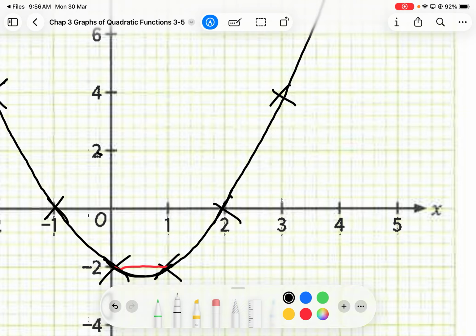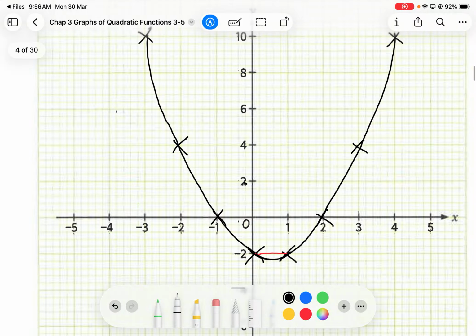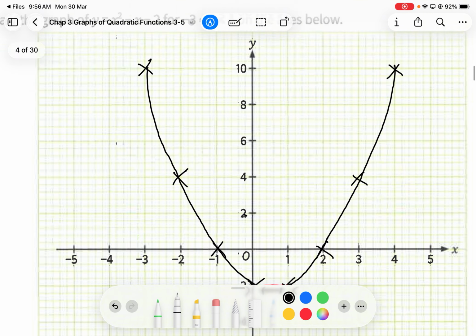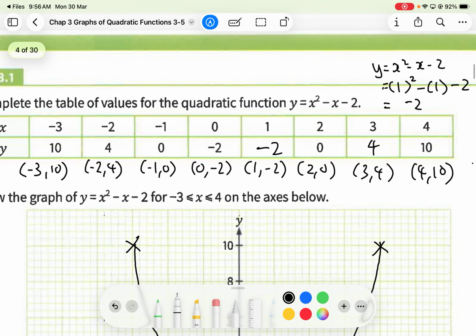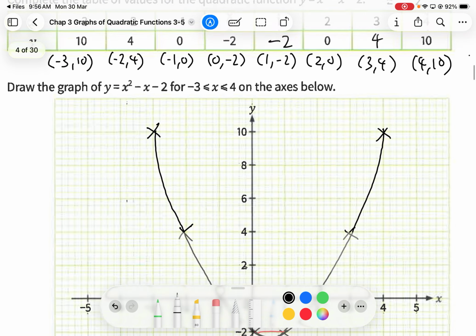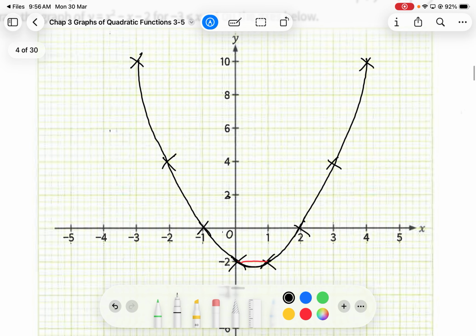Okay? So the steps are very standard. Whenever you face all these questions, the steps are very standard. They will give you an equation. You will need to do substitution. From the table, you get all these coordinates. From the coordinates, you plot your points. Then after that, you join them to become a curve. Go, go, go.